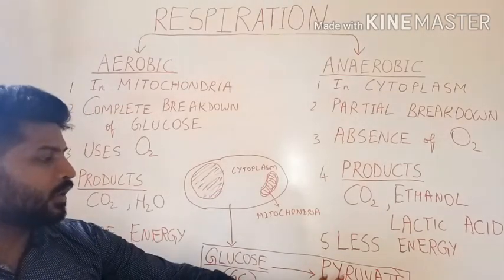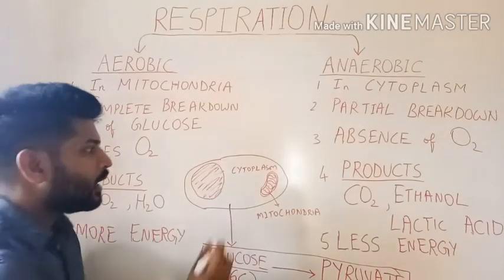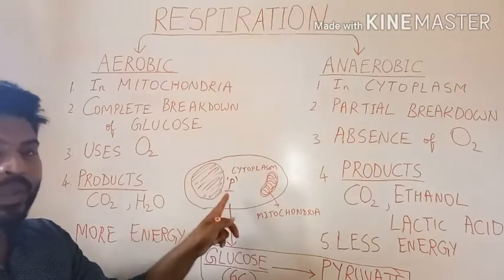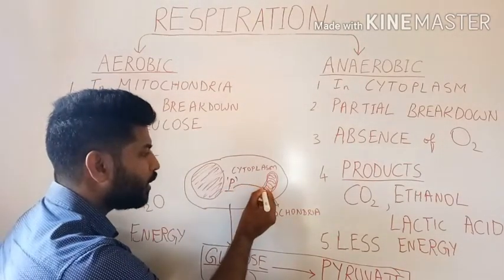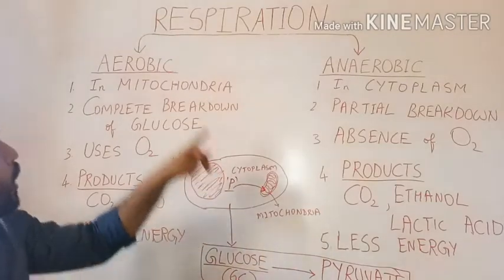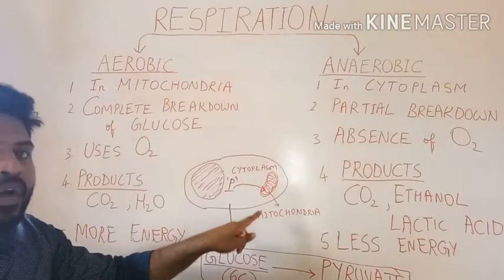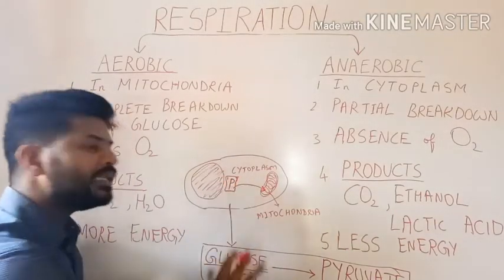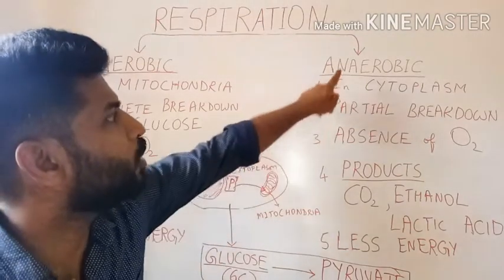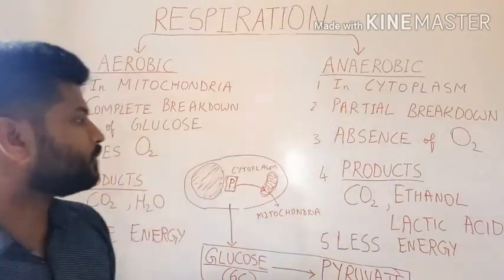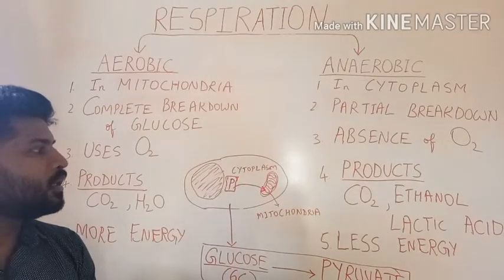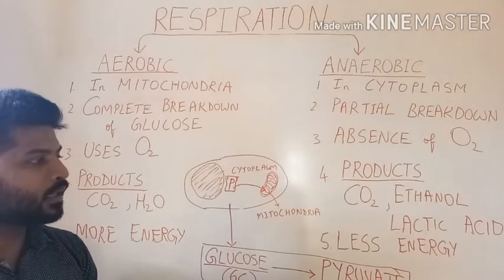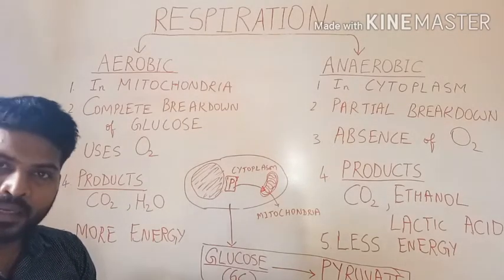Then the pyruvate, in the cytoplasm, I am representing it with P, can go to mitochondria and then it will undergo aerobic respiration. That is, pyruvate is broken down with the help of oxygen, or the pyruvate can remain in the cytoplasm and it will undergo anaerobic respiration. So that is about the steps in respiration. Let us talk about aerobic and anaerobic a little in detail.